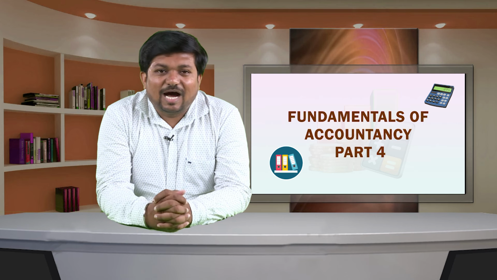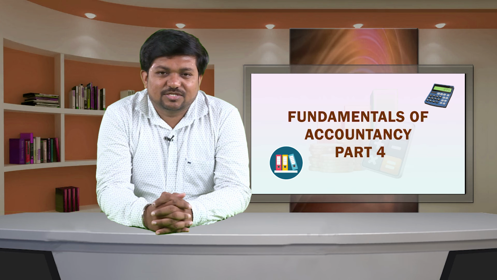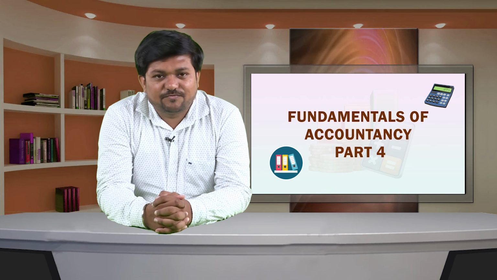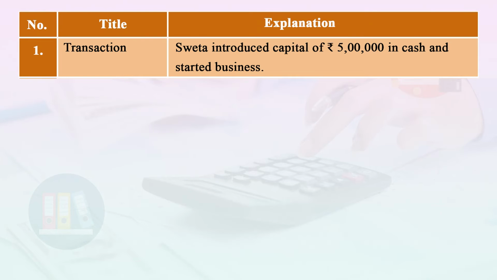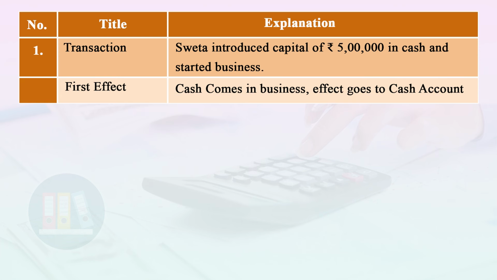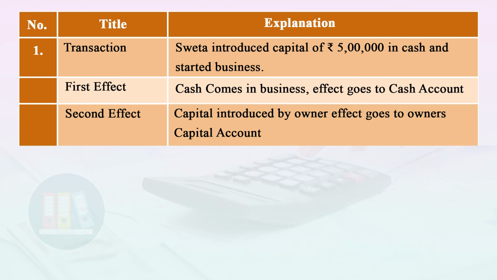Now, we will see how dual effects of these transactions took place in the books of Sweta. The first transaction was Sweta introduced capital of rupees 5 lakh in cash and started the business. The first effect goes to the cash account as cash comes into the business, and the second effect goes to the owner's capital account, as capital is introduced by the owner, that is Sweta.